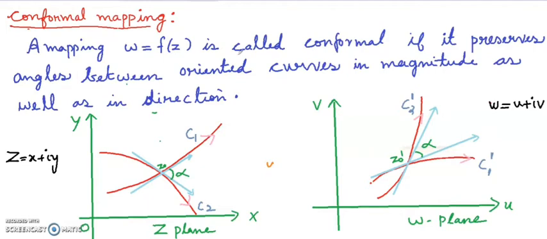We say this is conformal if it preserves the angle between the oriented curves. So we are considering angles between the curves. It preserves means the angles will be the same both in magnitude as well as in direction. So let me explain this using the graph.